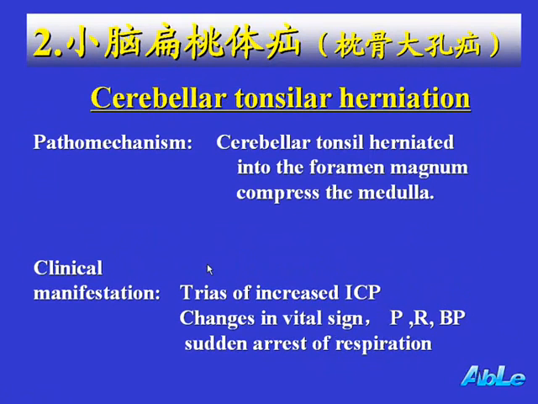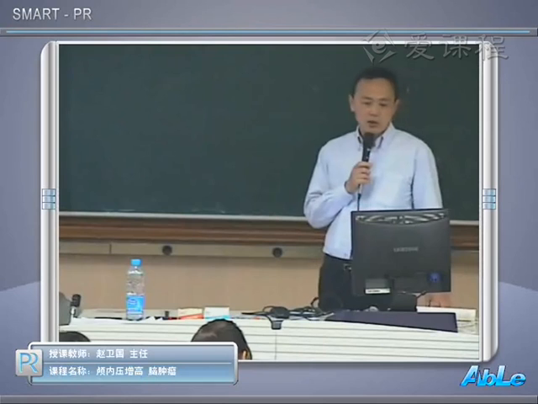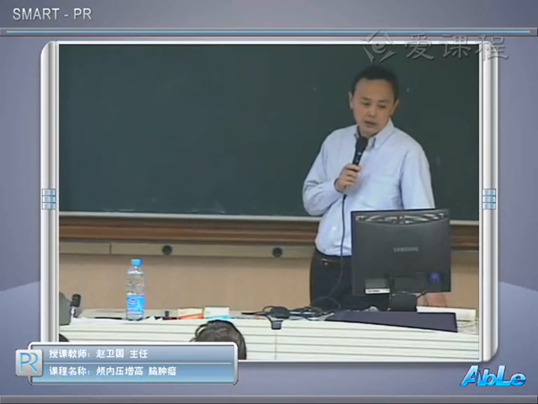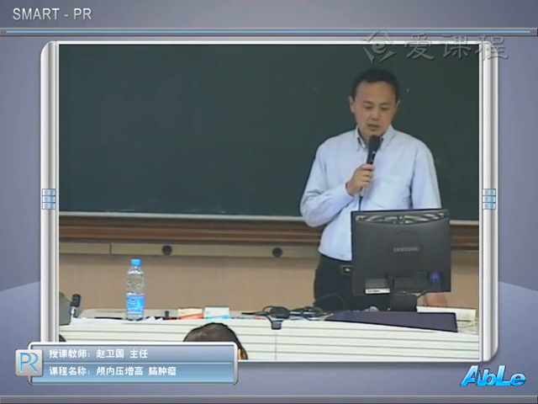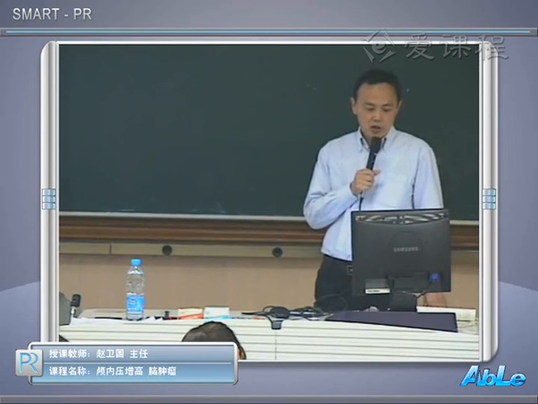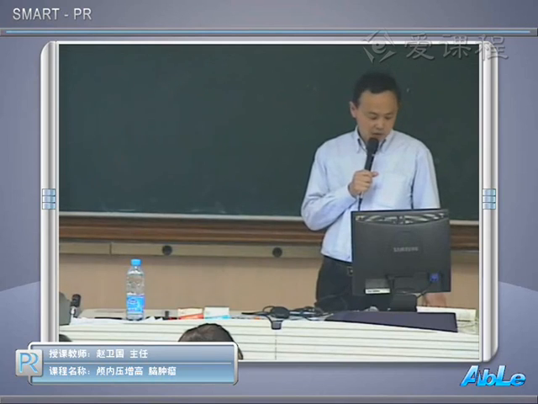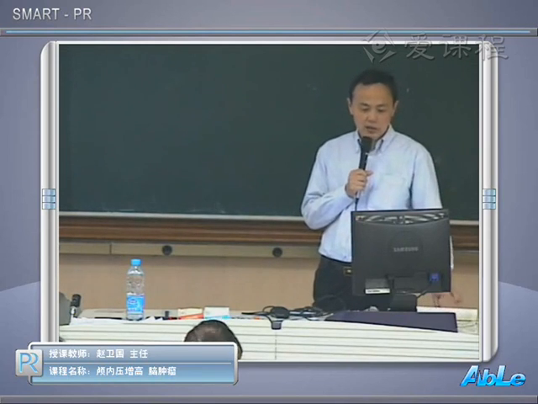The next is cerebellar tonsillar herniation. Its pathomechanism is that the cerebellar tonsil herniates into the foramen magnum, which compresses the medulla. The clinical manifestations are quite different from the herniation we talked about right before. The symptoms are due to increased ICP. Of course, we have changes in vital signs. And the most important thing you have to remember is sudden arrest of respiration.